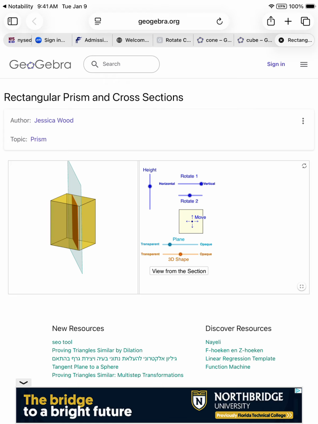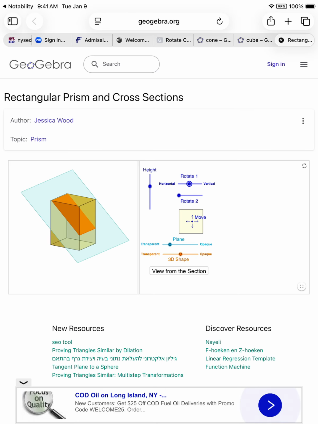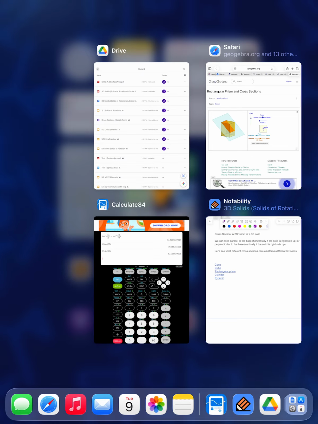Oops. I didn't want to drag that slider. I want to go to this one. And if I cut diagonally, it's going to result in rectangles as well. Those two weren't so interesting.